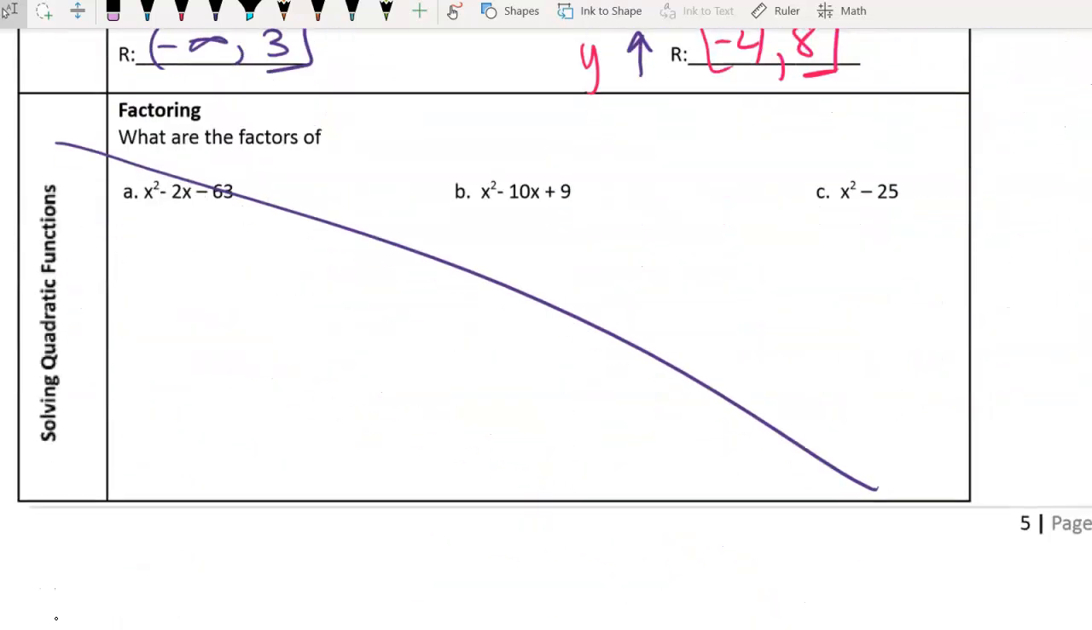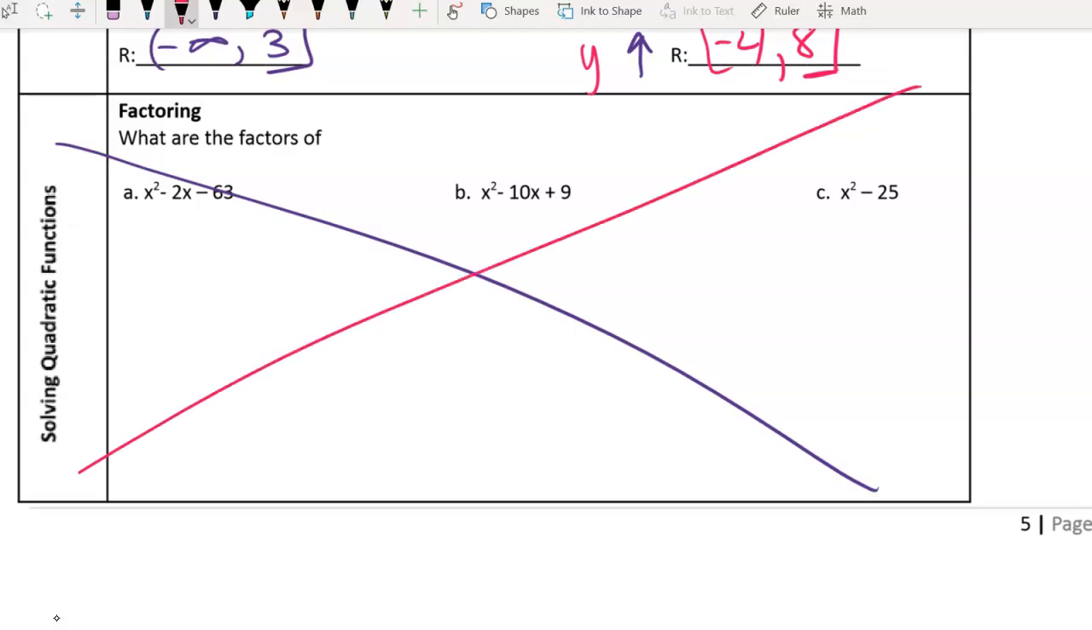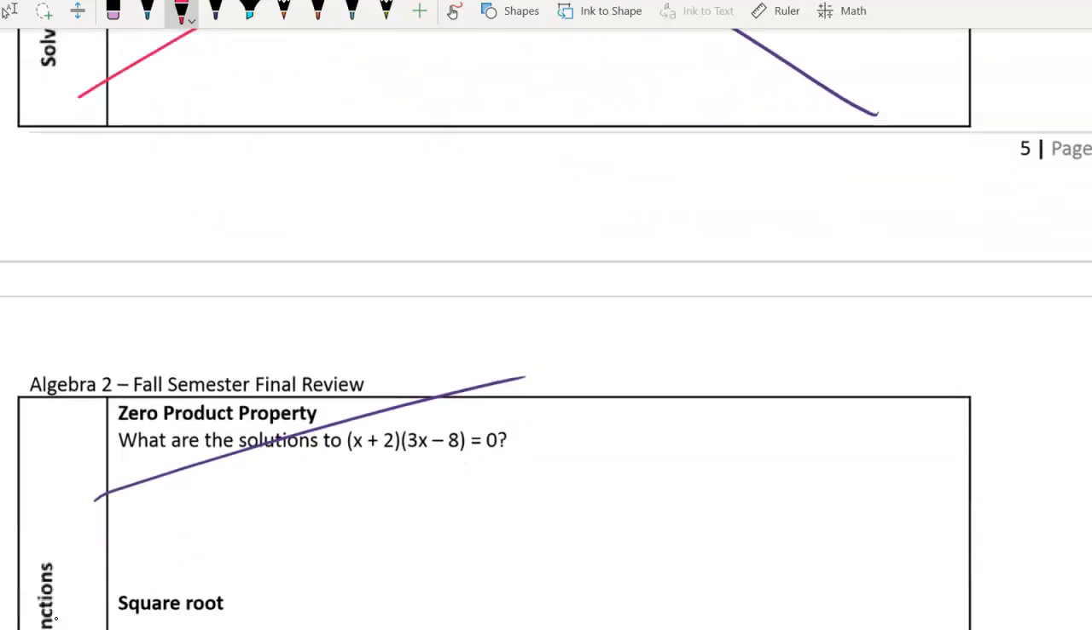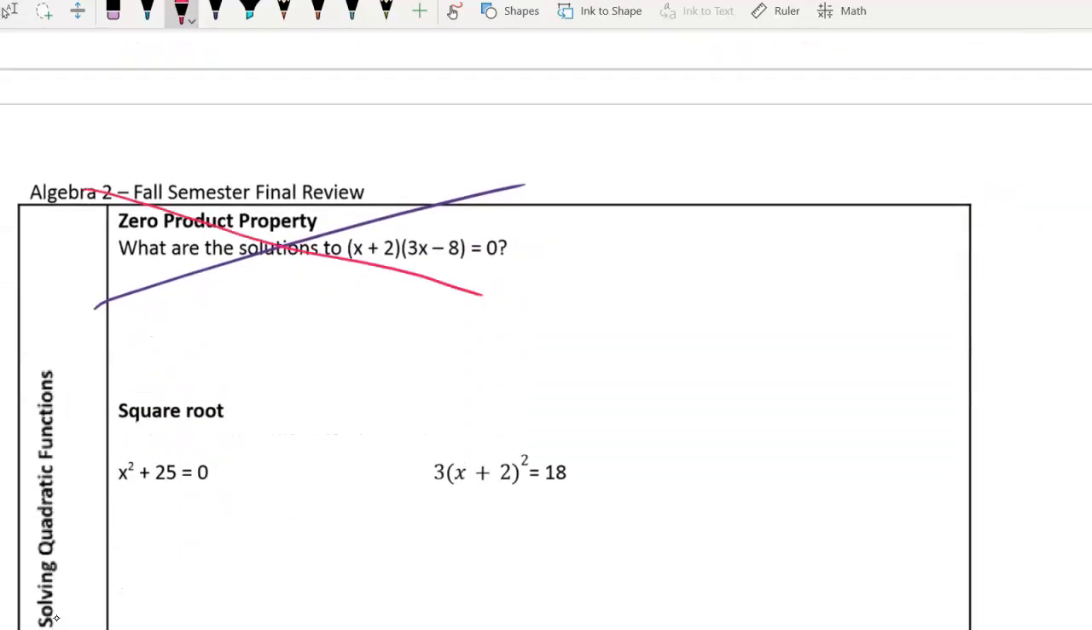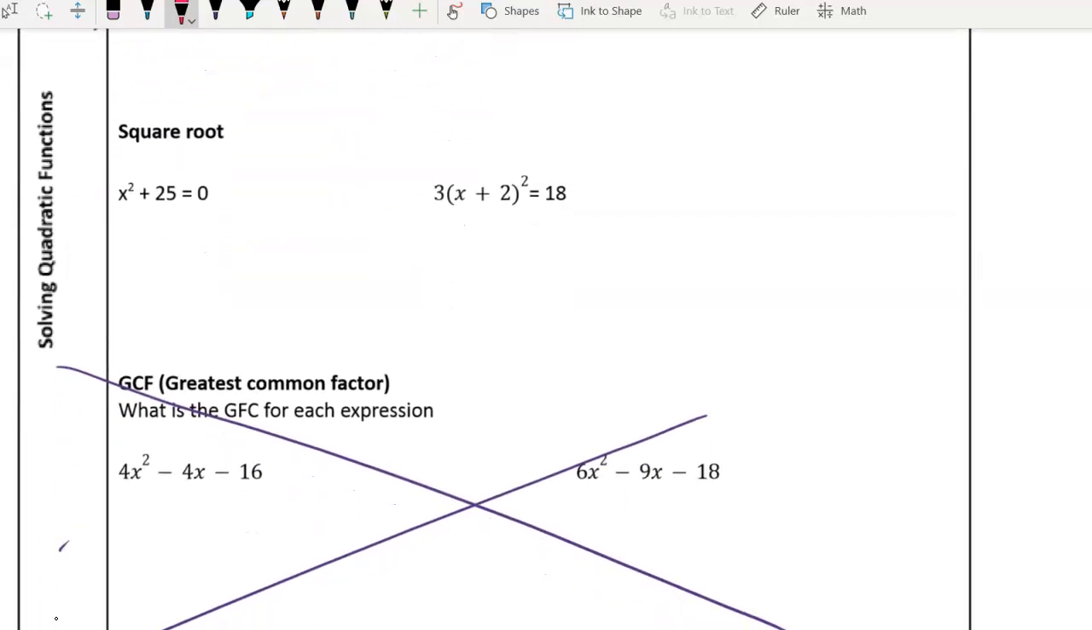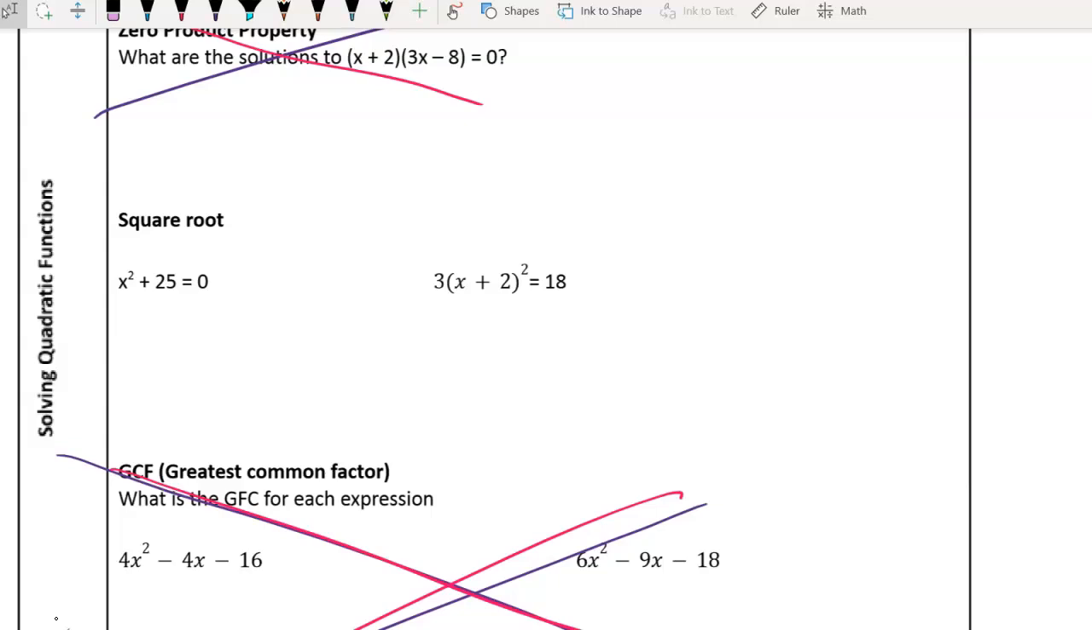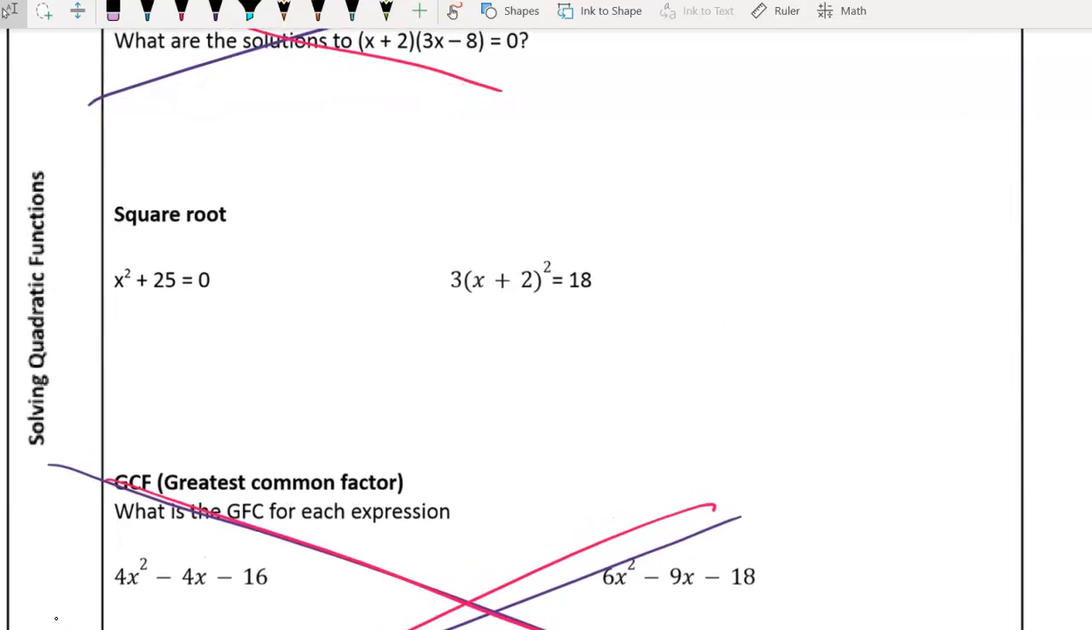All right, as we scroll down, we crossed out the factoring. We didn't get to this unit, so we'll start with that next semester. Same thing with the zero product property, you can cross that one out. And then we can cross out the greatest common factor. We'll get to that next semester. So starting here, we're getting into more of what we just started learning, the square root.